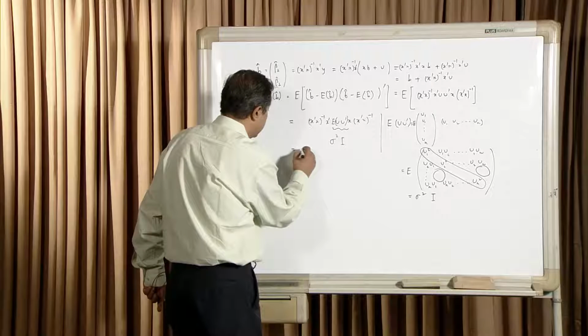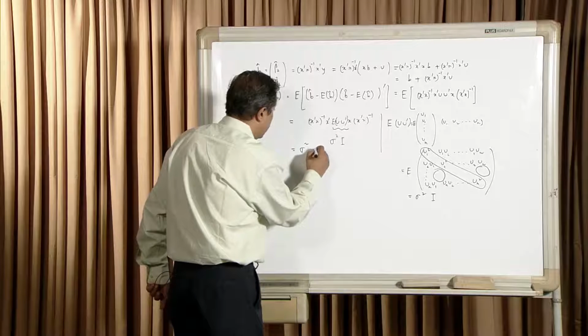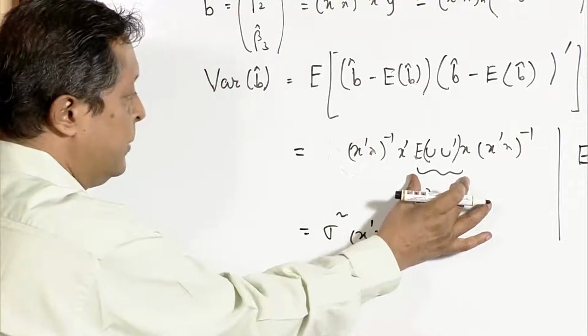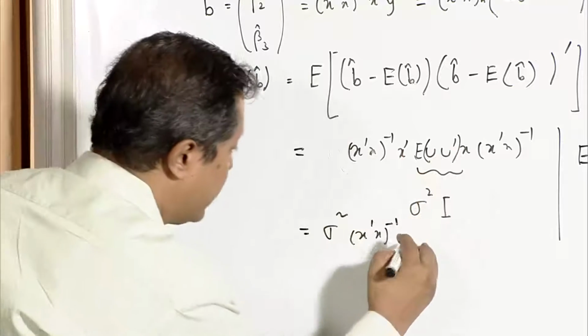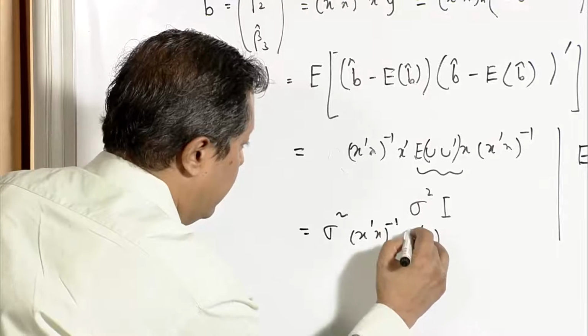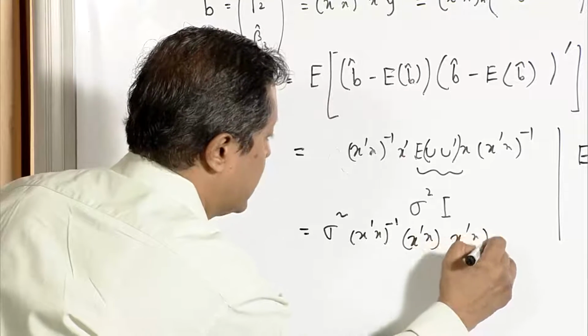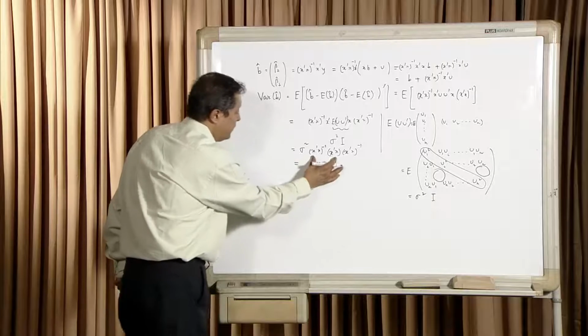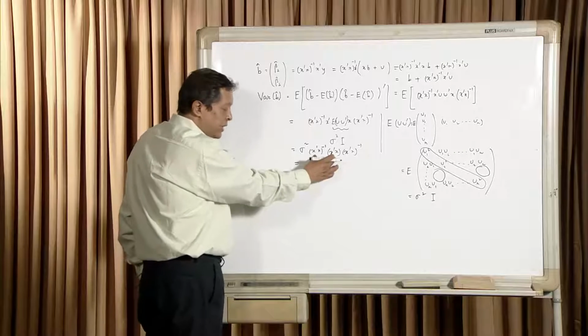Let us put this result over here. Then what do we get? Sigma square x prime x inverse, that is the term on the left. Then in the middle we have x prime x again. Finally, again we have x prime x inverse. So, that gives us a nice result, because the first two terms give us the identity matrix.